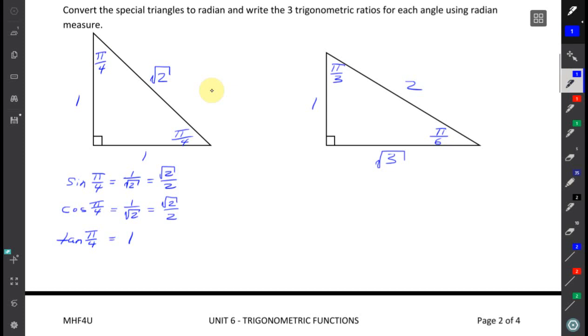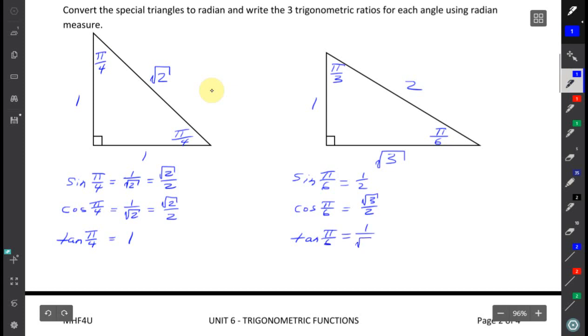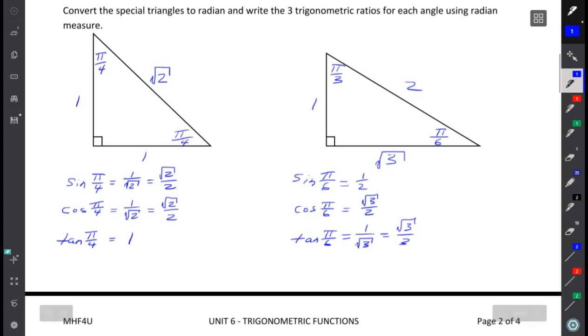Coming over to this triangle, starting with pi by 6, the sine of pi by 6 is equal to the opposite over the hypotenuse, which is 1/2. The cos of pi by 6 is equal to the adjacent over the hypotenuse, which is root 3 over 2. And the tan of pi by 6 is equal to the opposite over the adjacent, which is 1 over root 3. And that gives us root 3 over 3 if we rationalize it.